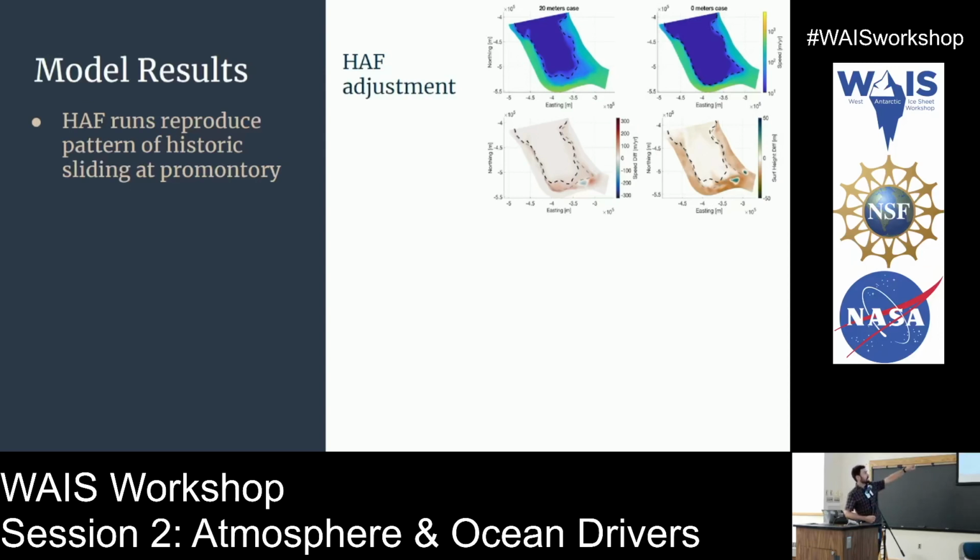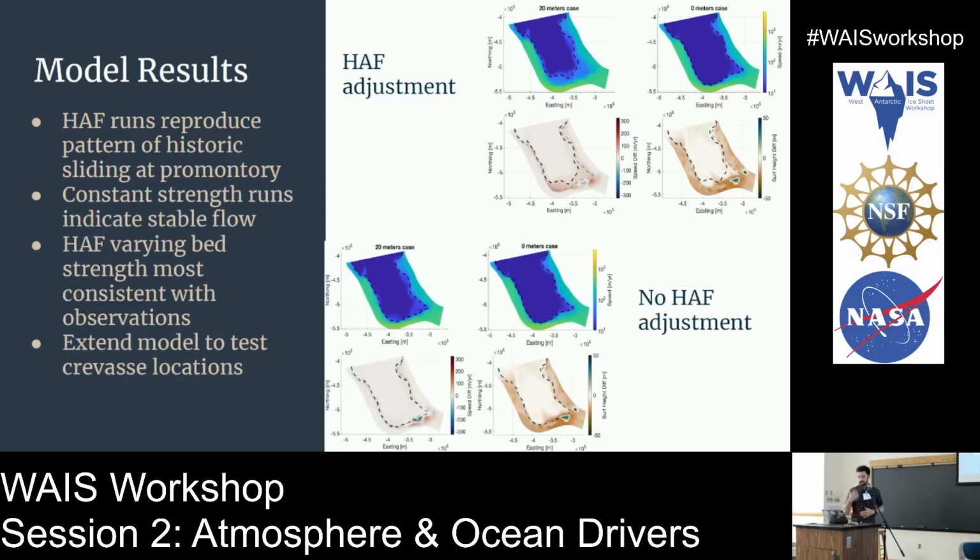And then the lower left of this quadrant is the change in speed, where the reds indicate that there was historically faster flow. And then in the bottom right, that's the actual surface height change that we've applied between these two cases to then get our inferred historic ice surface.